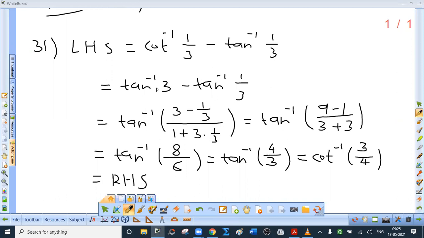Apply the tan inverse p minus tan inverse q formula. I have multiplied each term by 3. So tan inverse (9 minus 1) upon (3 plus 3). So tan inverse 8 by 6, that is tan inverse 4 by 3. But tan inverse 4 by 3 is cot inverse 3 by 4. It is better if you mention this, that tan inverse P is cot inverse 1 upon P.